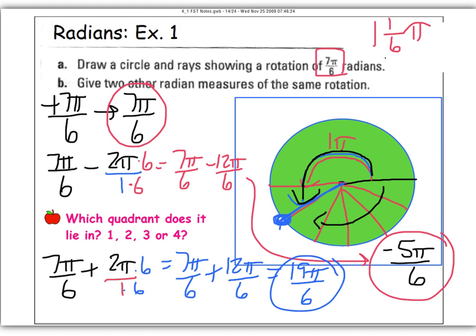Keep in mind, if we wanted to, we could also go backwards. We can do minus 2 pi and then go another negative 5 pi over 6. So that would be a fourth option if we wanted to. Or, you know, an infinite number of options, you can always go around the circle as many times as you want, so keep adding 2 pi's and then land over here. So the key is to add multiples or subtract multiples of the 2 pi's.